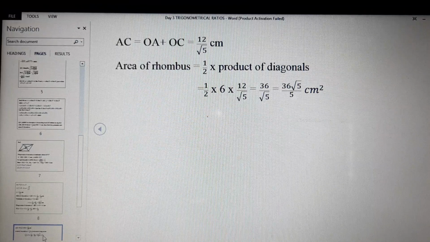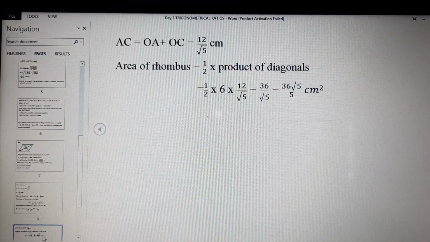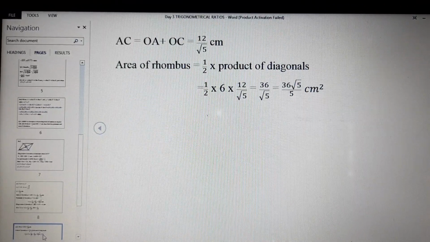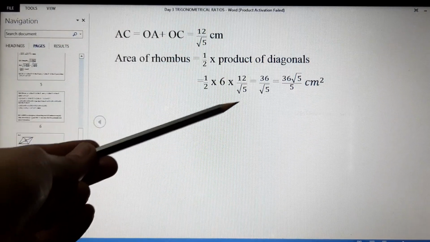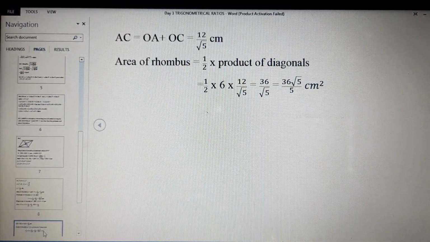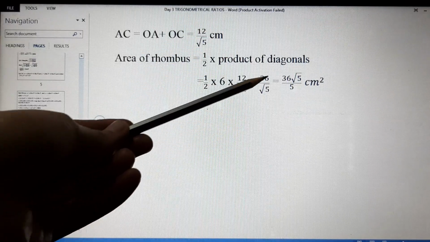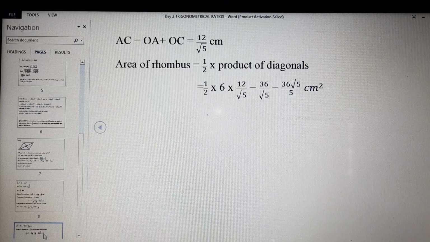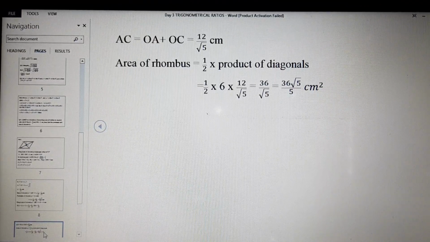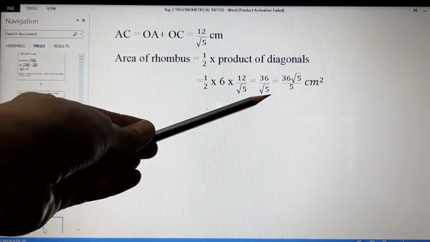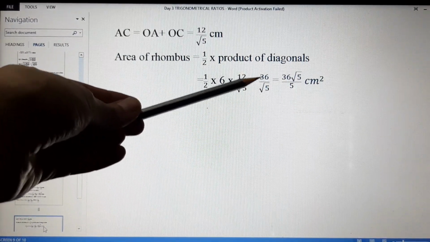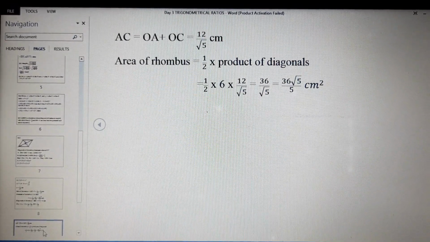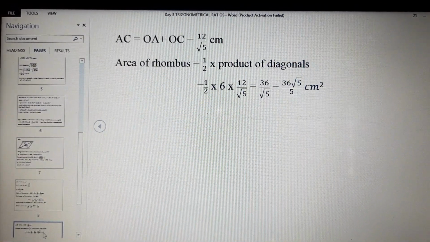Area. Why do we need to calculate the diagonals? Because the area of a rhombus is equal to 1 upon 2 into the product of diagonals. So the first diagonal is 6 centimeter and the other diagonal is 12 upon root 5. When we solve them, we get 36 upon root 5. We rationalize the denominator. We multiply numerator and denominator by root 5. So 36 into root 5 divided by root 5 into root 5, that means 5. Area is 36 root 5 upon 5 centimeter square.